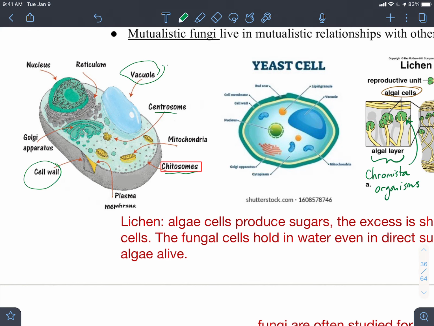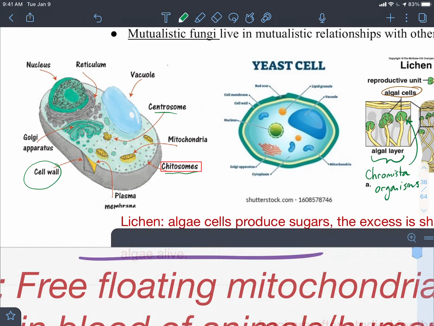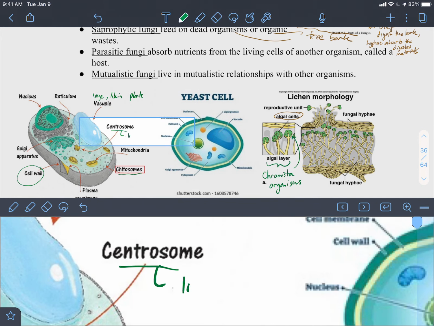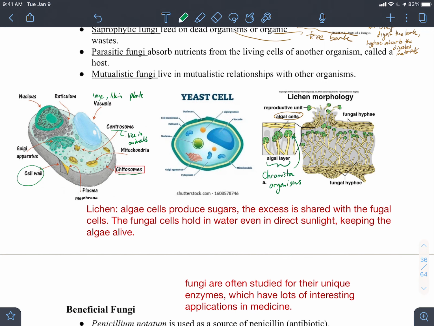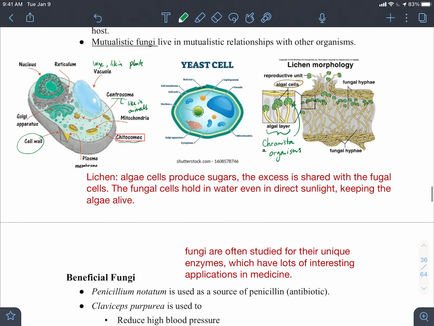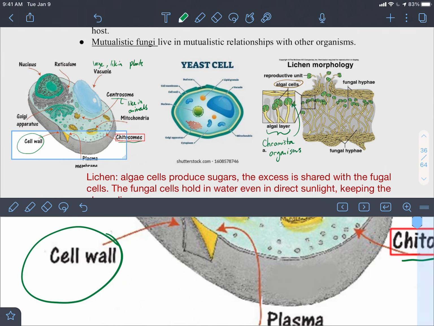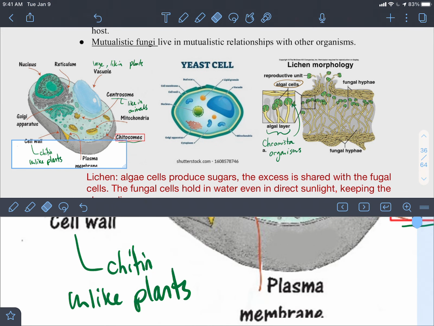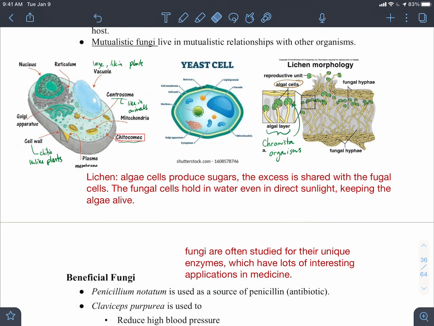And we also have the Golgi apparatus, the reticulum, the nucleus, the vacuole. But look how big that vacuole is. So we have a large vacuole like plants, but the centrosome like in animals. So it definitely has features that are interesting and separate and different. And this is the chitin wall. Chitin, unlike plants.